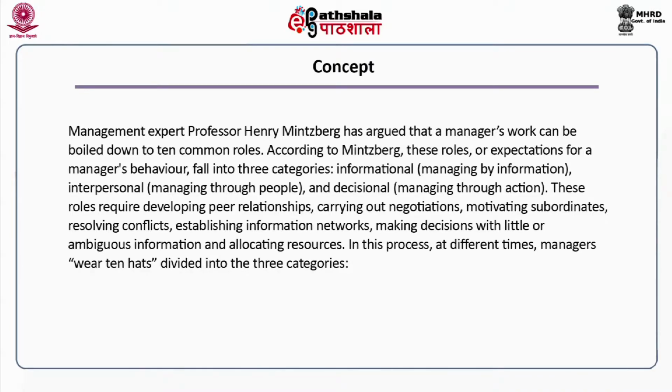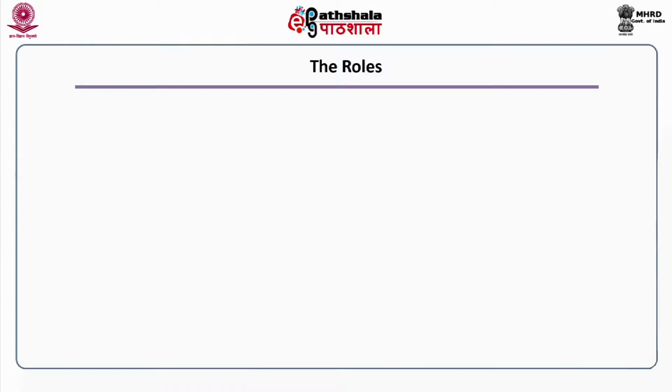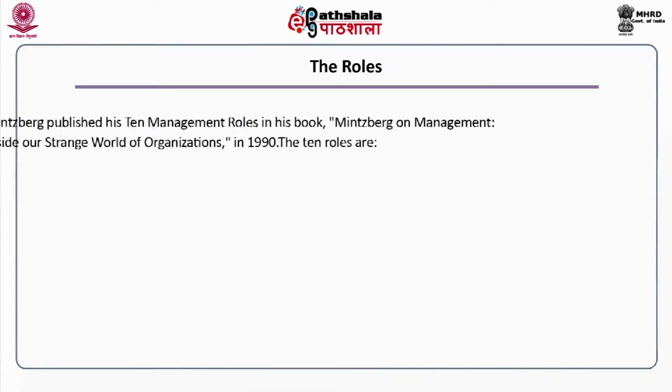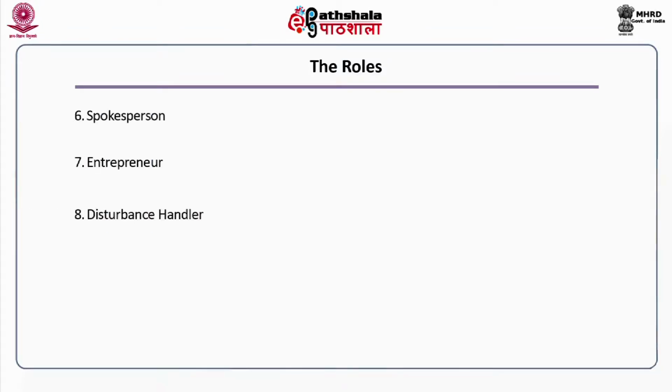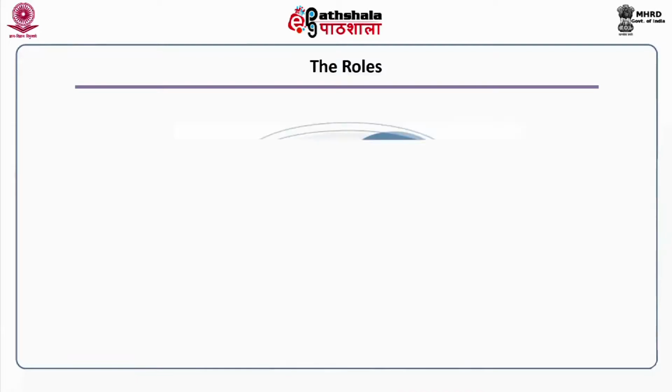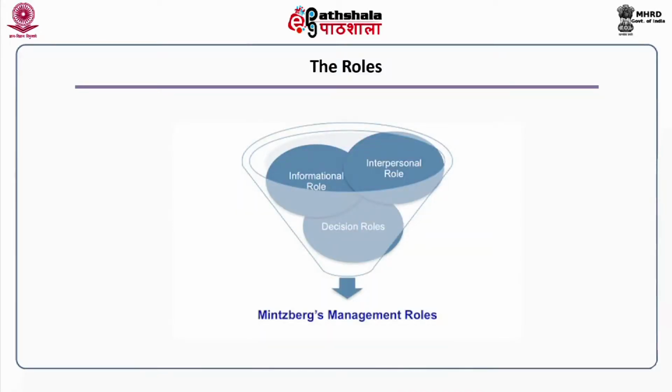In this process, at different times, a manager wears 10 hats divided into the three categories. The roles defined by him were published as 10 management roles in his book Mintzberg on Management: Inside Our Strange World of Organizations in the year 1990. The 10 roles are figurehead, leader, listener, monitor, disseminator, spokesperson, entrepreneur, disturbance handler, resource allocator and negotiator, which we have already seen in the figure. All the three roles are overlapping, as you can see in the next diagram.